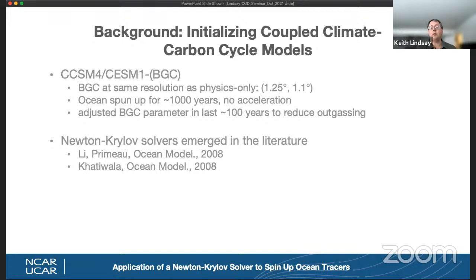And we did a little tweak in our ocean spin up to help reduce outgassing. So we kind of cheated a bit with our spin up by changing our parameters near the end of our spin up.